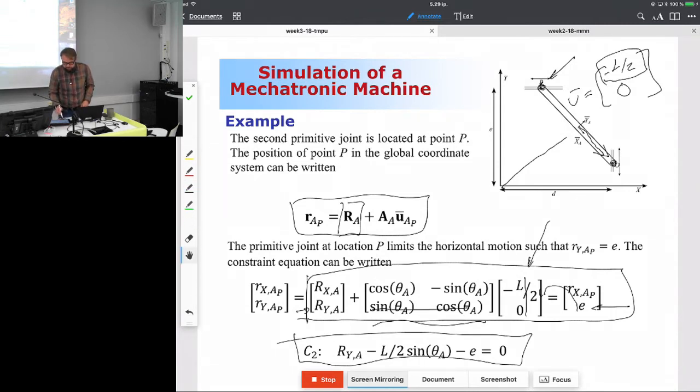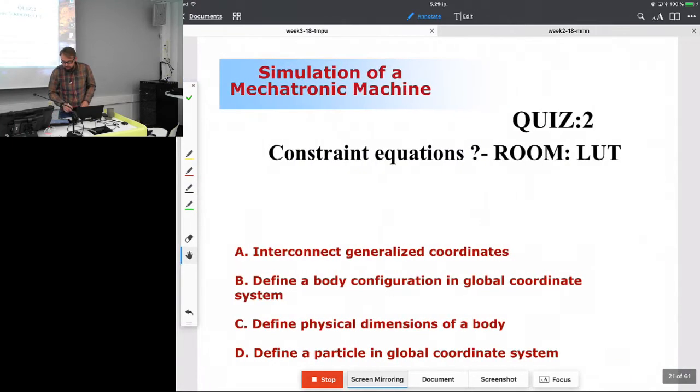All right? What is the purpose of the constraint equations? What's the nature of constraint equations? Here are the 4 choices. It interconnects, it combines generalized coordinates. It defines the body configuration in global coordinate system. It defines the physical dimension of the body. It defines a particle in a global coordinate system. One only is correct. What is that the constraint equations are doing for us mathematically?